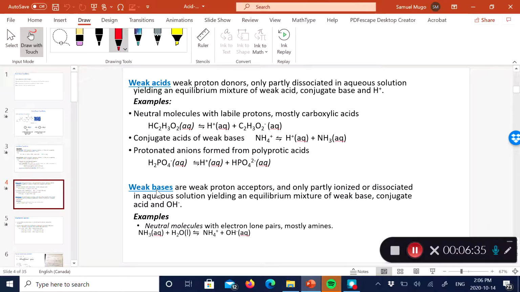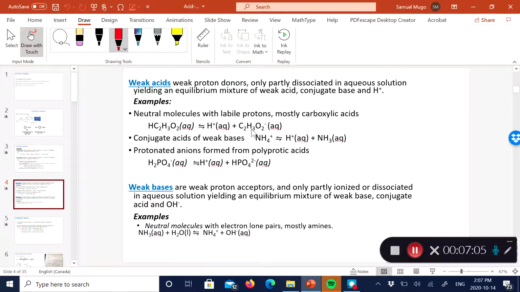On the other hand, weak bases, often it's anything that contains a deprotonated amine group, such as ammonia, and of course you get hydroxide on the other side, and of course we know that this one is a conjugate acid. So this is a base, this is a conjugate acid, and that's what we said. Weak acids are conjugate acids of bases, and vice versa.